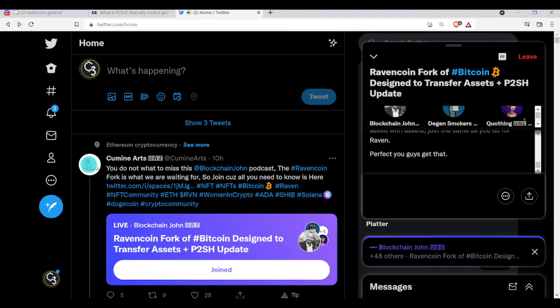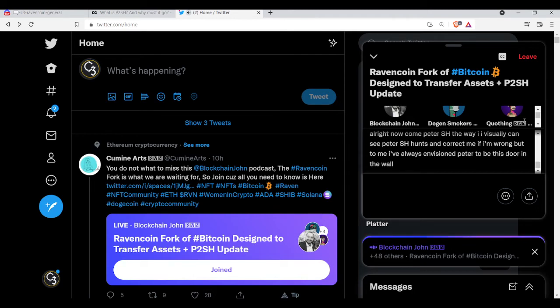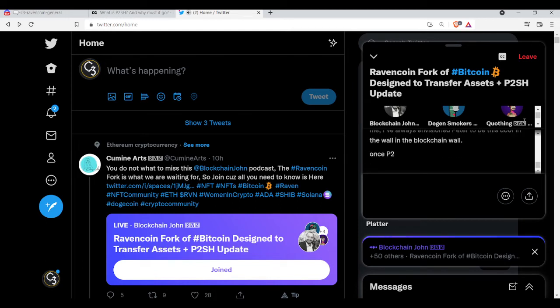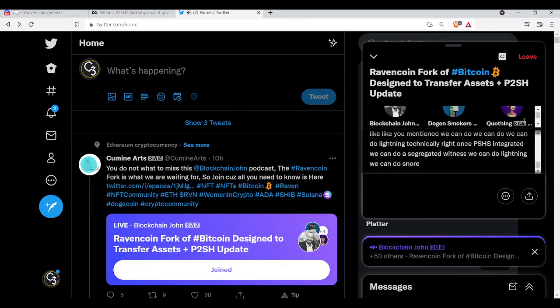Now, P2SH, the way I visually can see P2SH, Hans, and correct me if I'm wrong, but I've always envisioned P2SH to be this door in the wall, in the blockchain wall. Once P2SH is fully implemented, it does unlock other code updates. Like you mentioned, we can do Lightning, technically, right? Once P2SH is integrated, we can do segregated witness, we can do Lightning, Schnorr signatures, Taproot, Mimblewimble, Bulletproof. What else? There's a bunch of other things out there, but it all starts with P2SH.